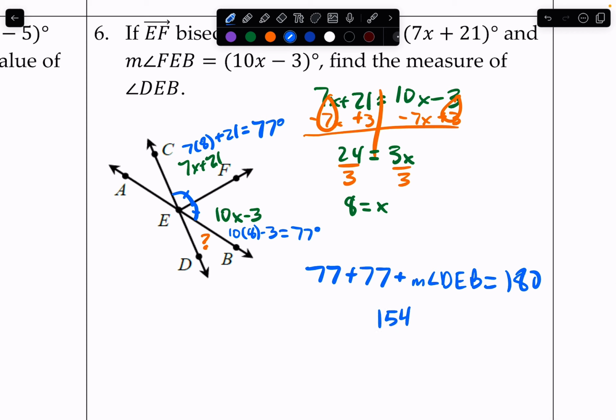So 154 plus DEB equals 180. Just need to subtract 154 from both sides, and we're going to have an answer. The measure of angle DEB equals 26 degrees.